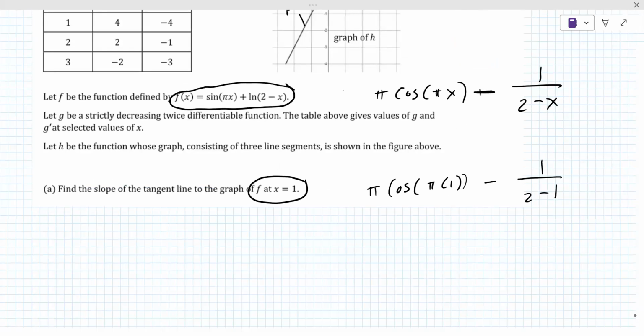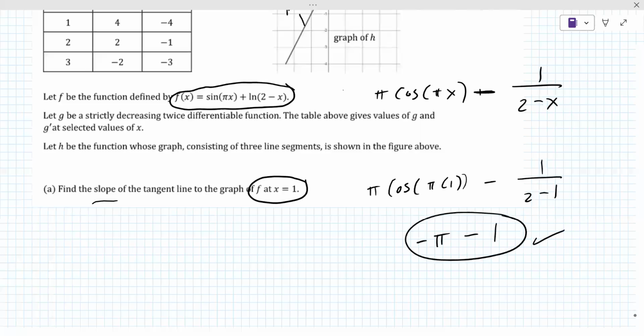So we have to simplify, right? Yeah. I mean, it's free response now, but you should be able to get a number. Cosine pi. If you need to go to your calculator, you can. Is it negative pi minus 1? Yes. That's all it's asking for. Slope means to evaluate the derivative. Nothing more needed there. Let's see what part B asks.